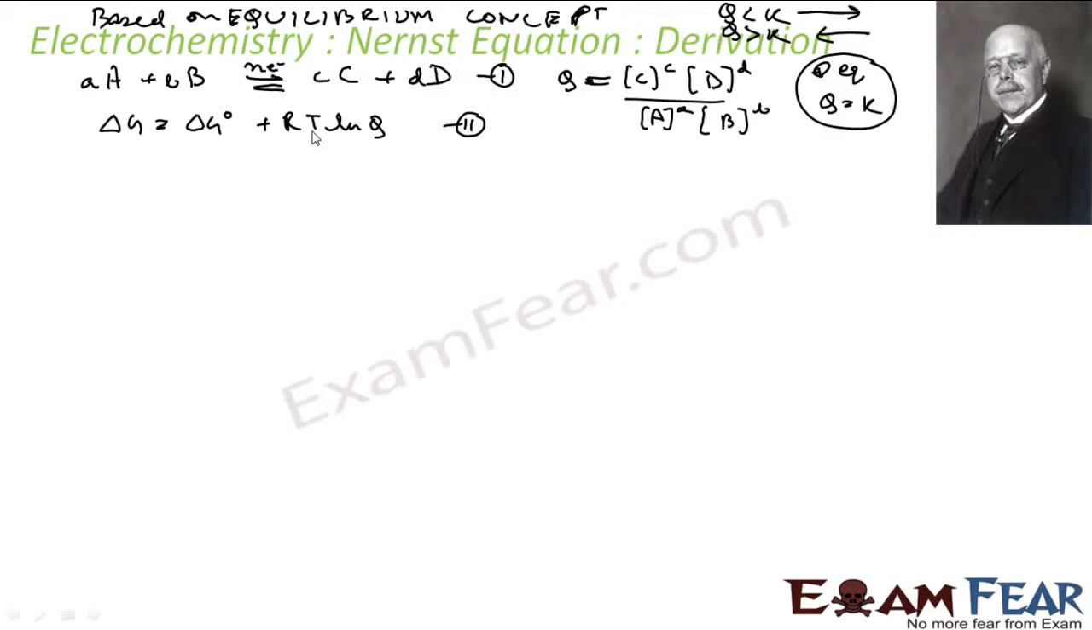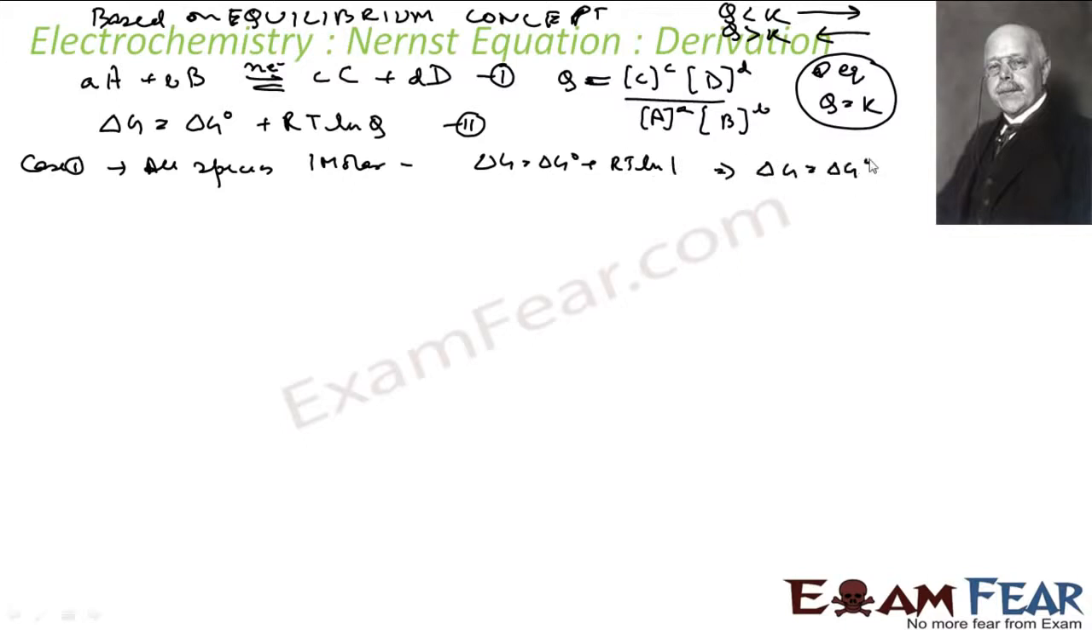So in case all these species, A, B, C, D, are 1 molar, this Q becomes 1, ln Q becomes 0, so delta G becomes delta G naught. So case 1: all species 1 molar. That is what we have seen till now. Delta G becomes delta G naught plus RT ln 1, that is nothing but delta G naught.